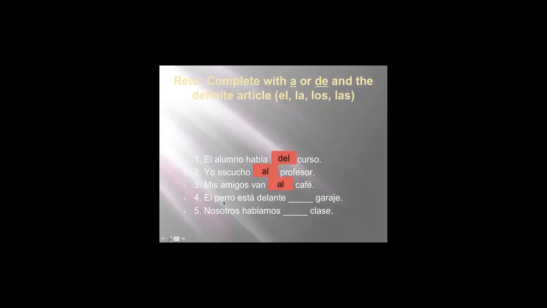Número cuatro. El perro está delante del garaje. The dog is behind the garage. The phrase that we've learned in vocabulary, delante de, becomes delante del when the word after it is masculine. Número cinco. Nosotros hablamos de la clase. It could be we talk to the class or about the class. And since la clase is feminine, we don't need to contract.